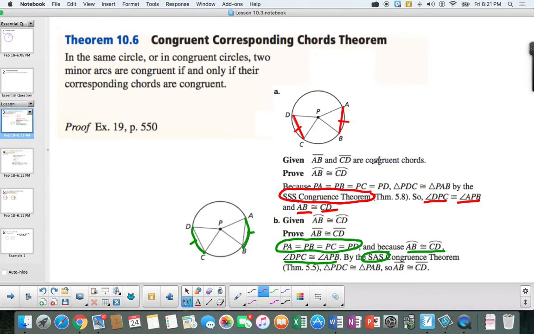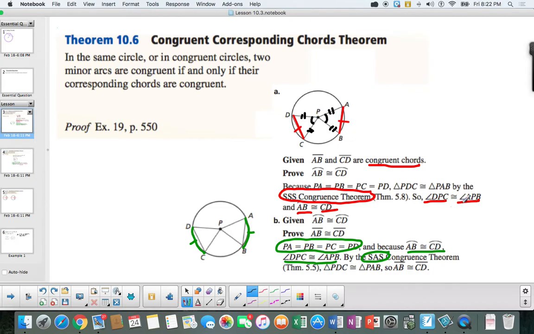circles, if I have congruent chords, like these red ones, then I want to prove that my arcs are congruent. We're going to do that by trying to prove the triangles are congruent. So I know that all these are congruent because they are radii. So the two triangles will be congruent by SSS. Now, then I will get this angle congruent to this angle.